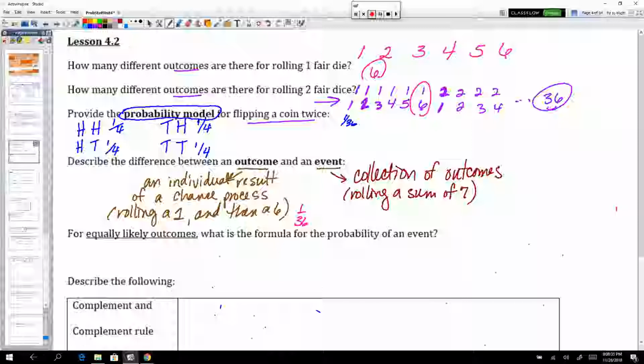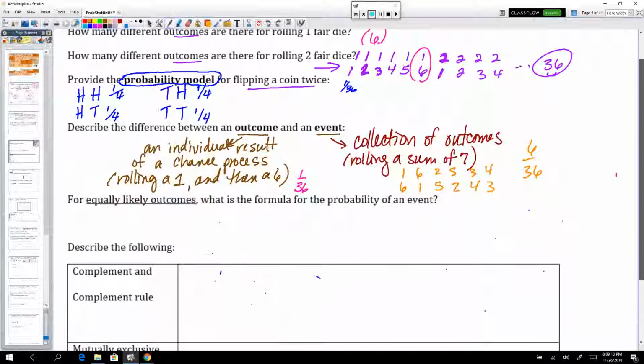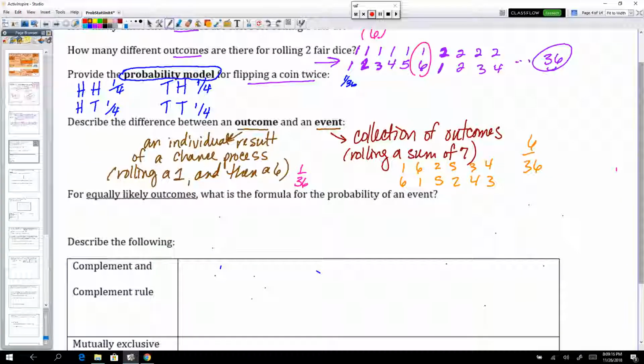But rolling a sum of 7, that could be done many different ways, right? You could roll a 1 and a 6, you could roll a 6 and a 1, you could roll a 2 and a 5, you could roll a 5 and a 2, you could roll a 3 and a 4, you could roll a 4 and a 3. There are 1, 2, 3, 4, 5, 6 different ways that you could roll a sum of 7. To make the event of rolling a sum of 7, you have a 6 in 36 probability of doing that, okay? That's the difference between outcome and event. Please pause the video and study that for a moment if you have any need to have that sink in a little bit, because the difference between outcome and event is very important.